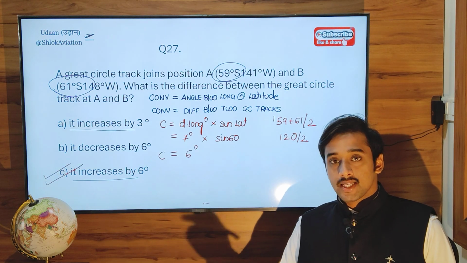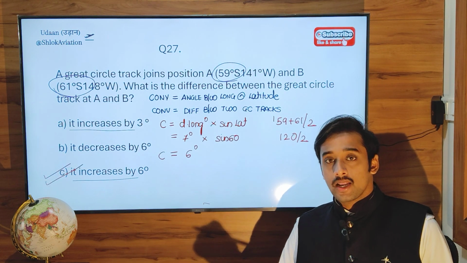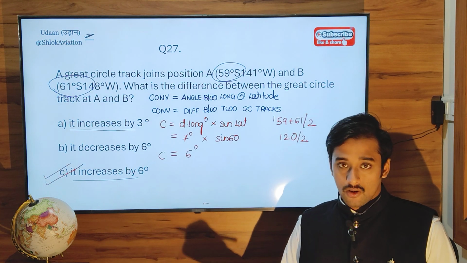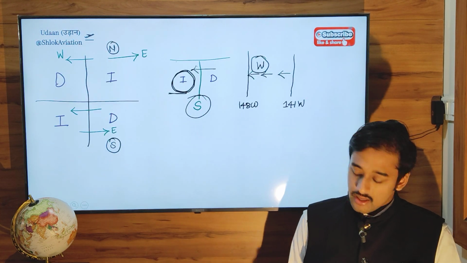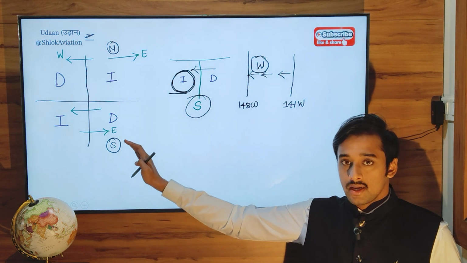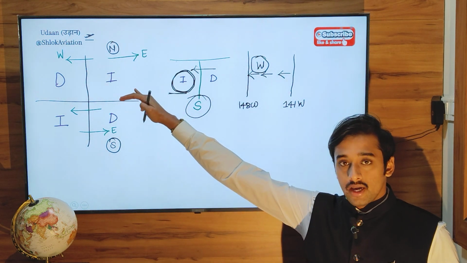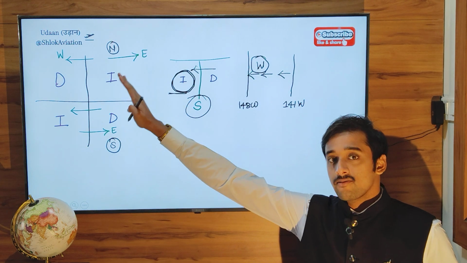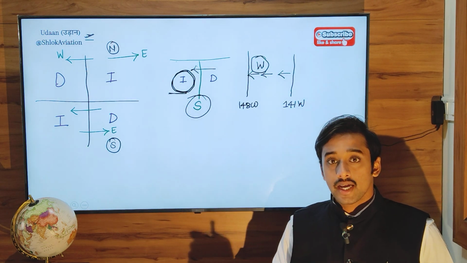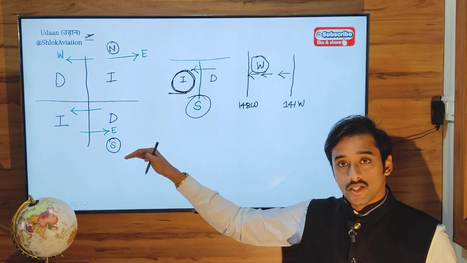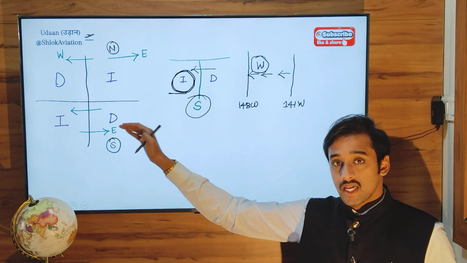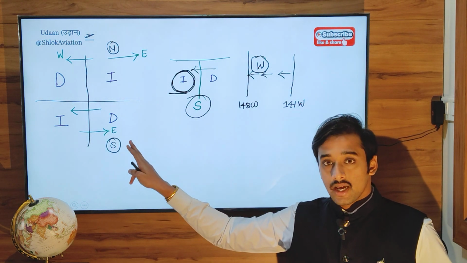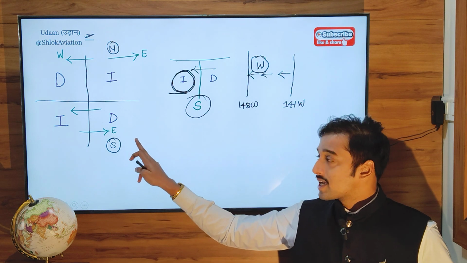The great circle tracks at A and B will differ by a value of 6 degree. This value is nothing but your convergency. Okay. So we started with the DIID diagram. In the northern hemisphere, flying easterly direction, your great circle track increases. Flying westerly direction, your great circle track decreases. In the southern hemisphere, flying in the westerly direction, your great circle track increases. Flying in the easterly direction, your great circle track decreases.